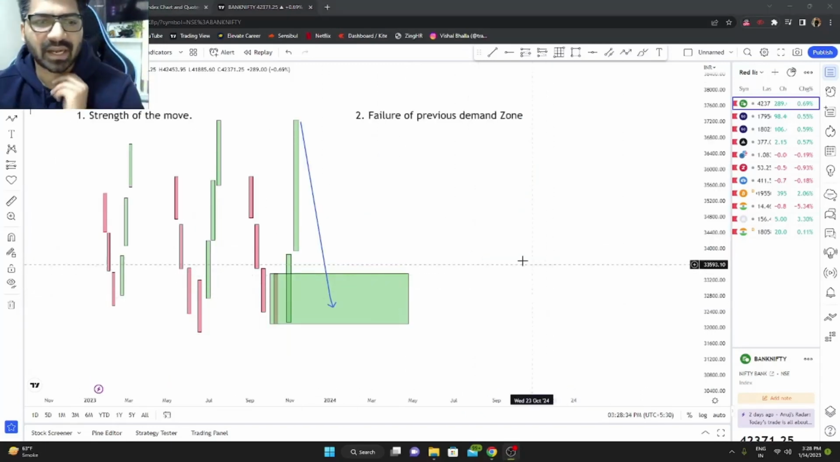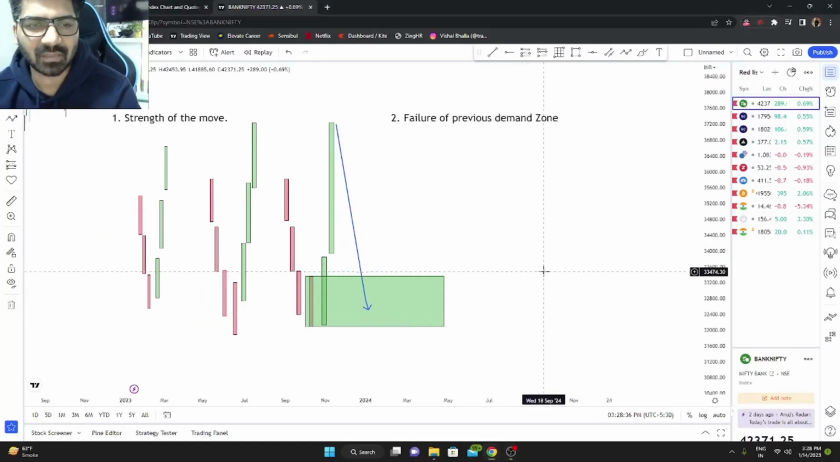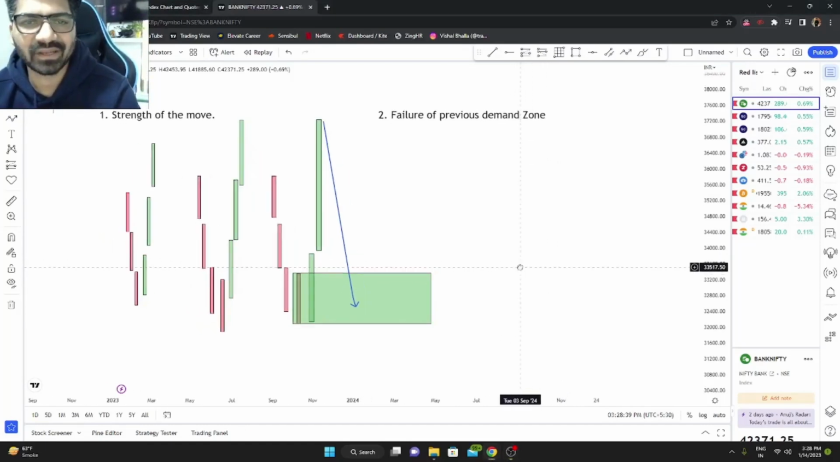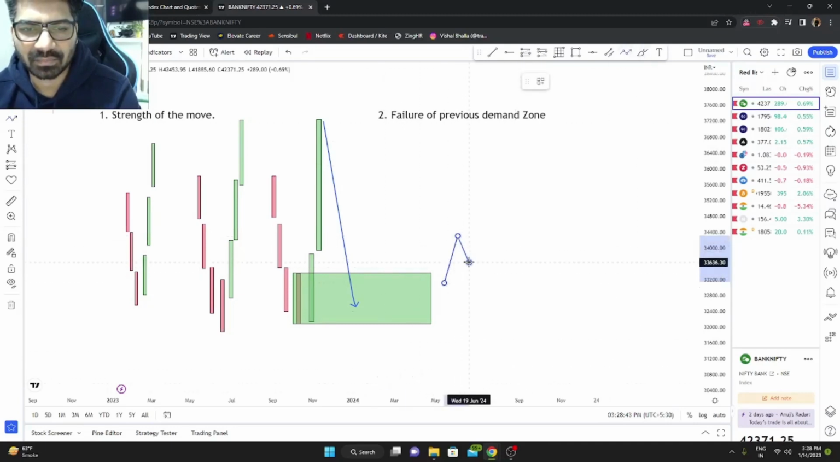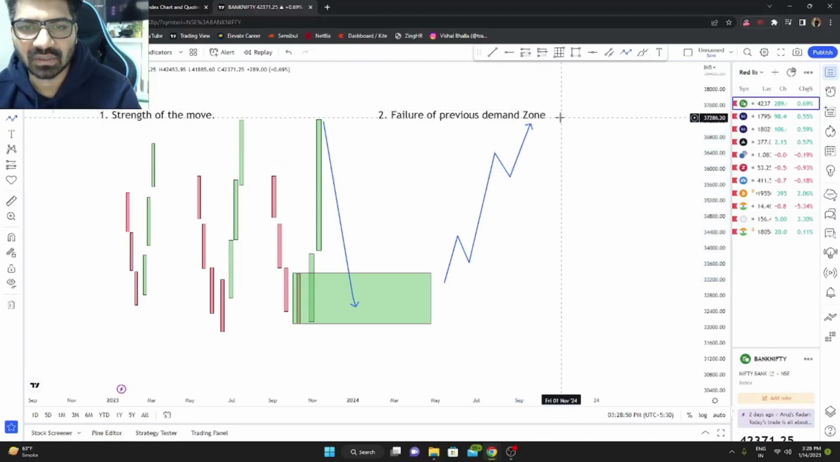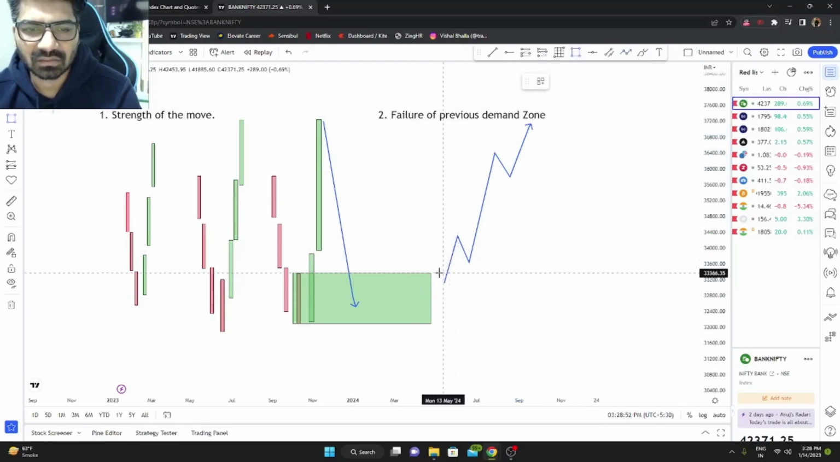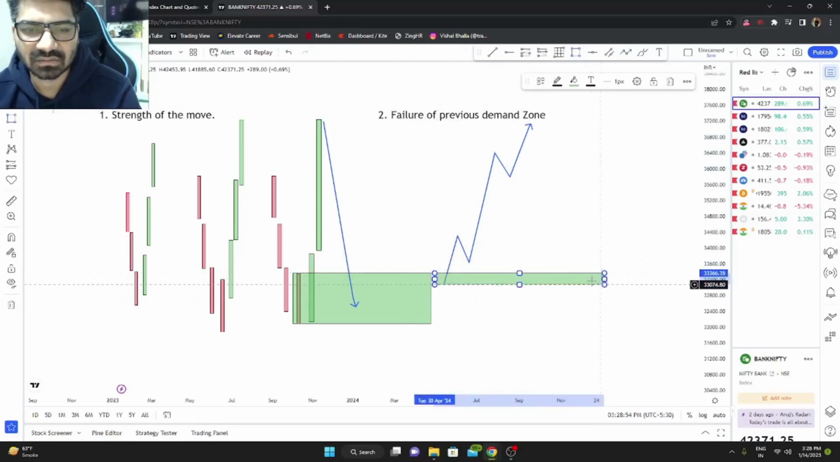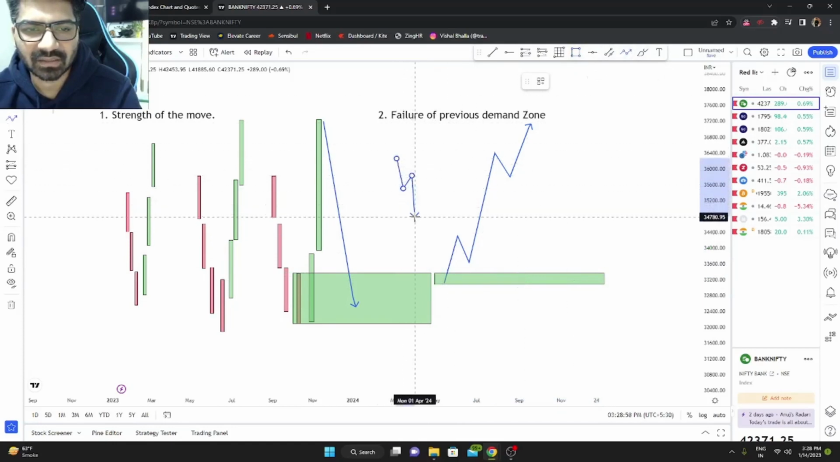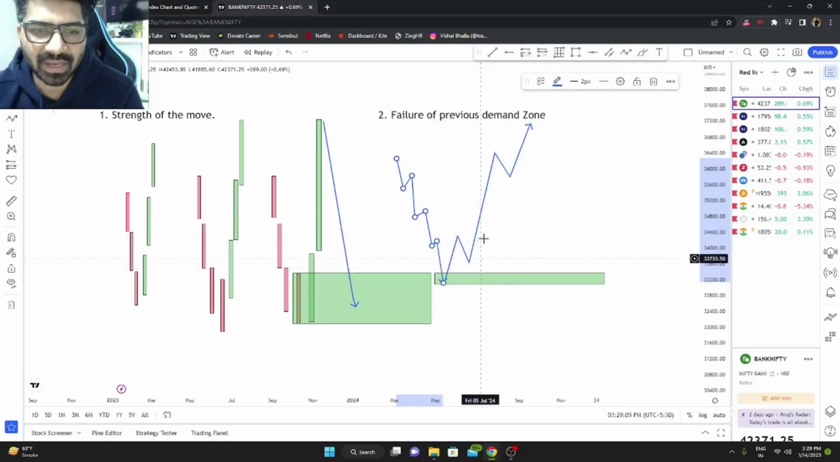And now the second criteria on the basis of which the supply and demand areas can be marked is the failure of previous demand zone. So what I mean by this is when the market is going up like this in aggression, this becomes our initiation of this. Market comes back like this. From here the market began to move up, so this becomes the last selling candle before the buying comes.